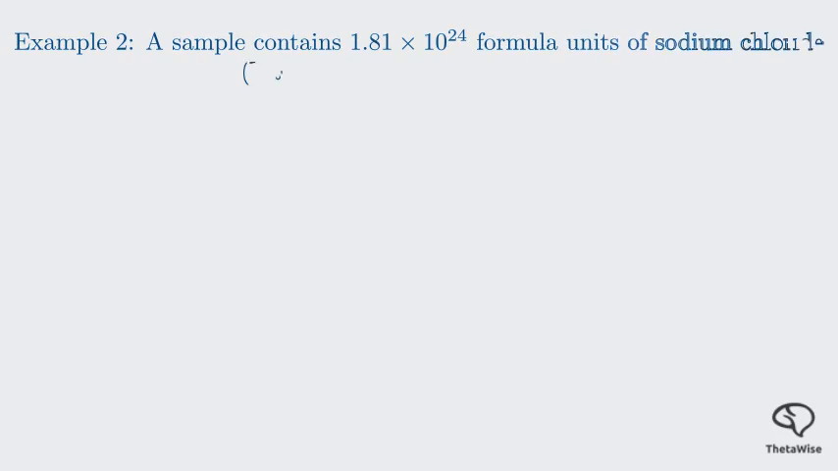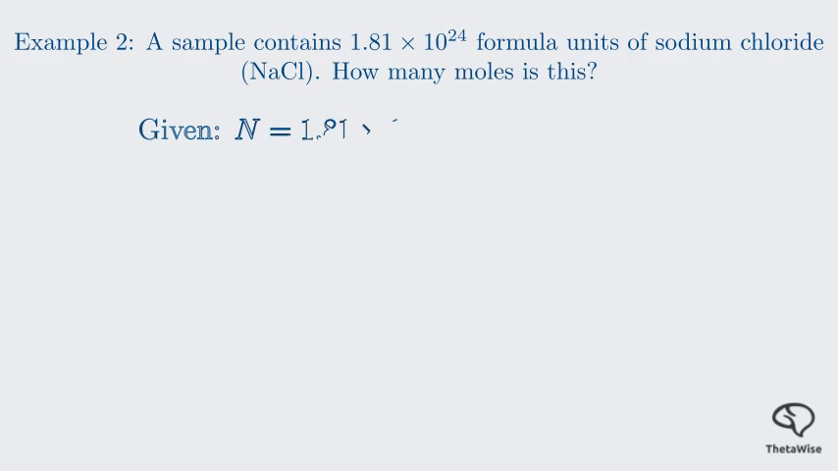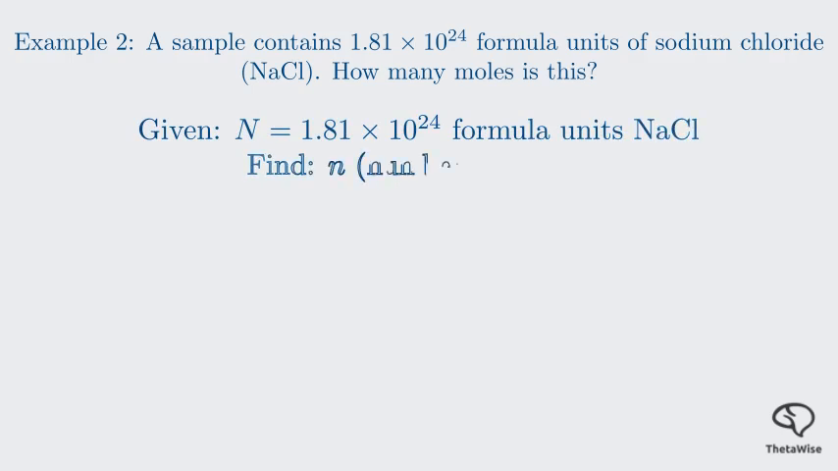The question is, a sample contains 1.81 times 10 to the 24 formula units of sodium chloride, NaCl. How many moles is this? Again, we start by identifying what we know and what we need to find. We're given the number of particles, formula units in this case because NaCl is an ionic compound, and we need to find the number of moles. The formula is number of moles equals number of particles divided by Avogadro's number.